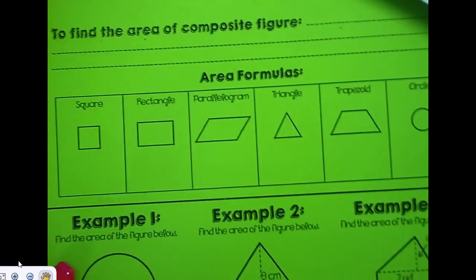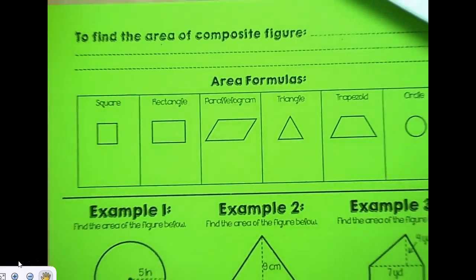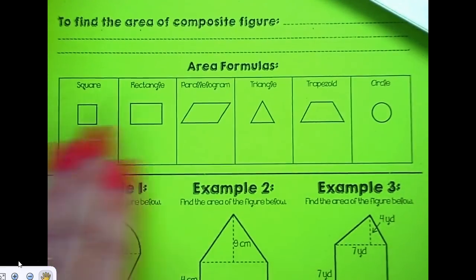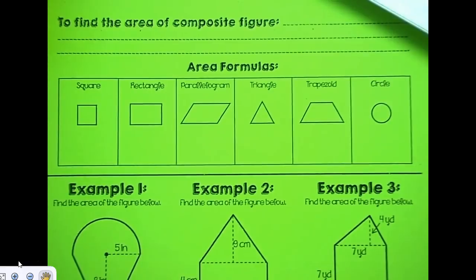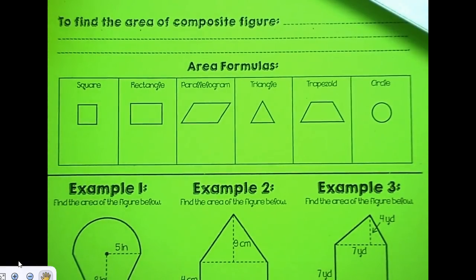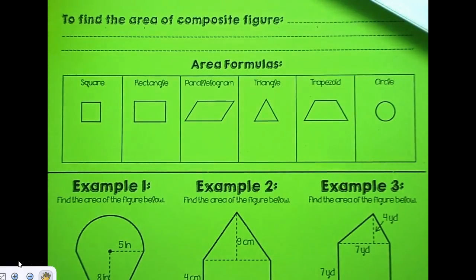This is kind of a review. This is a review from 6th grade for every single shape except a circle. Circle is the only shape. The area is new for us this year. And we've already found area of a circle earlier this week.